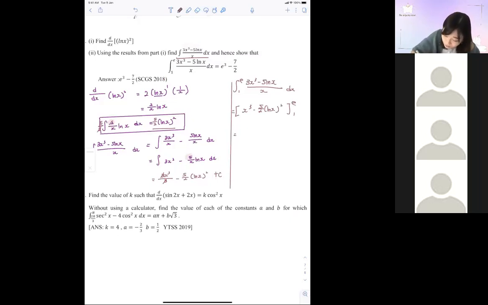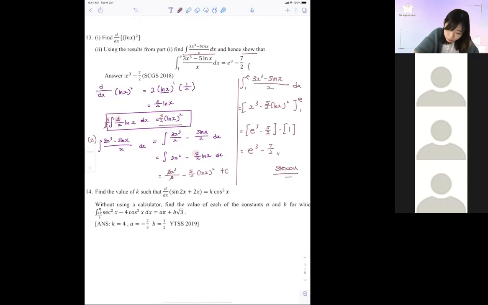Okay, so sub in e cubed minus 5 over 2. Ln e is 1, don't care. Okay, minus, you sub in 1. Ln 1 is 0, so this whole thing gone. Okay, so we have e cubed minus 7 over 2. They say show, remember to put shown. This is for part 2. Okay, all the way part 2, part 2.